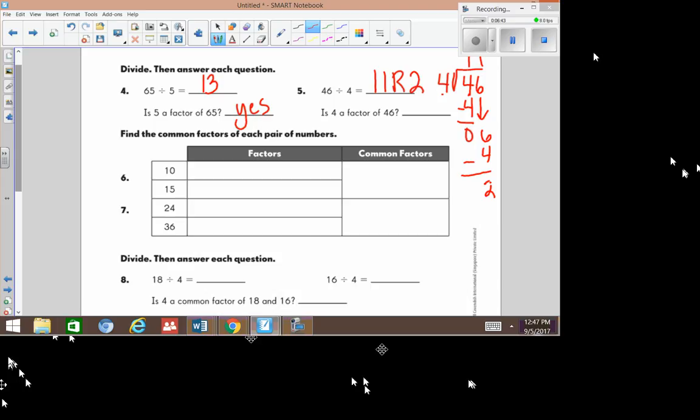So is 4 a factor? What do you think? You think yes? Why do you think yes? If you count 11 times, you can get to 44. No, because I have a remainder. Did you hear Alex? He said if I count 11 times by 4s, I'll get to 46. But you won't because you have a remainder of 2. So when we have a remainder, that is not a factor. So no remainders. You wrote that down, Jeremy? No remainders.